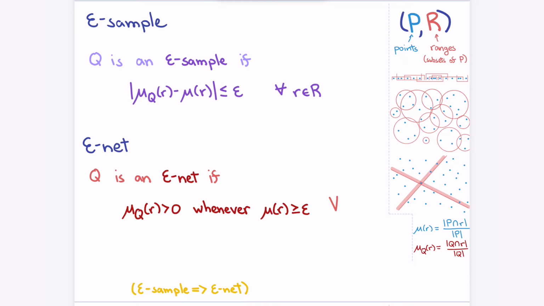These names are all older than any of us. Okay, so those are two things we'll try to do. It's more interesting if Q is small. If you just take Q to be P, then that's for free. The question is, how small can we make Q?